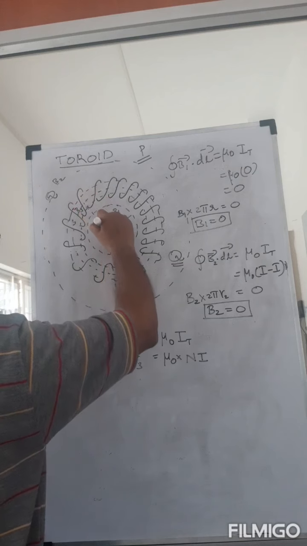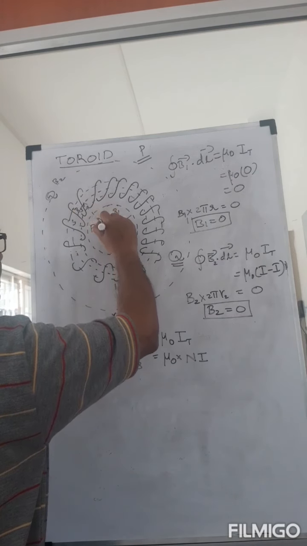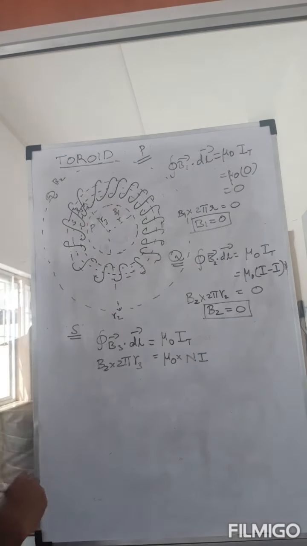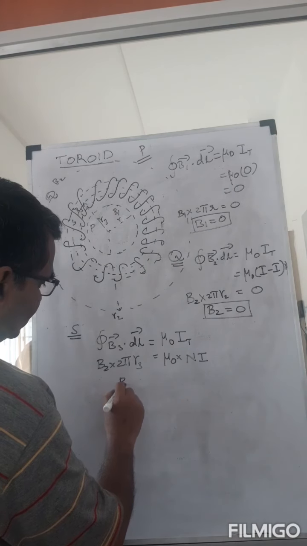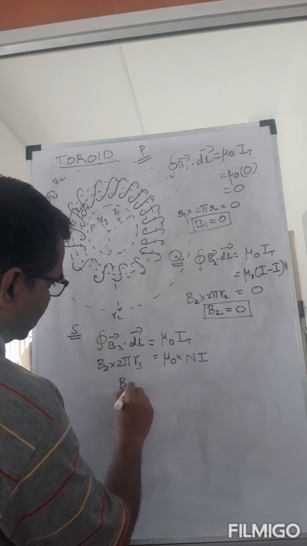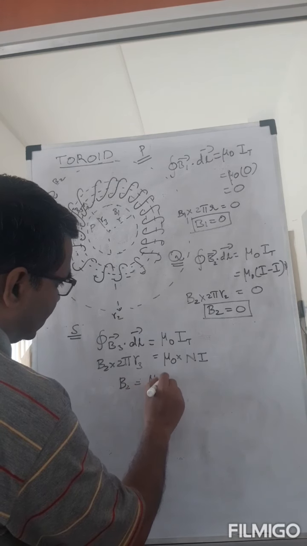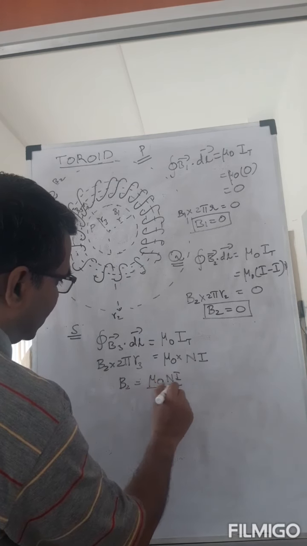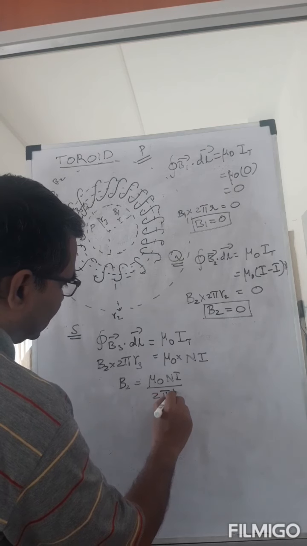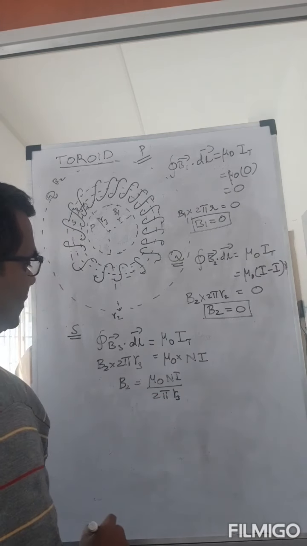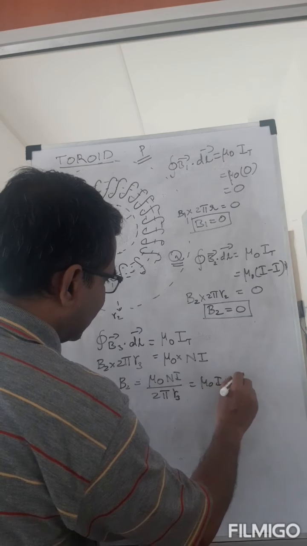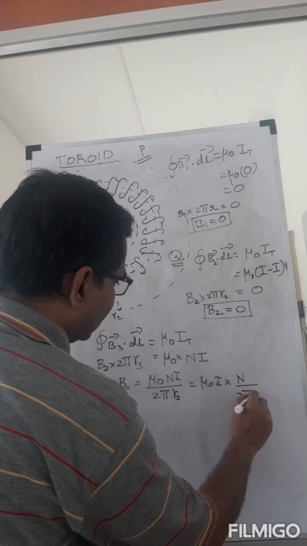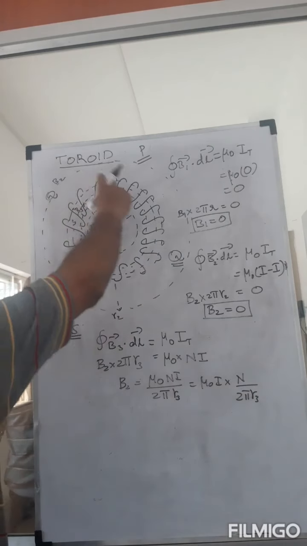This is not 0 now. So now B3 is equal to mu naught N i by 2 pi R3. And this is equal to mu naught I into N by 2 pi R3. But what is 2 pi R3?